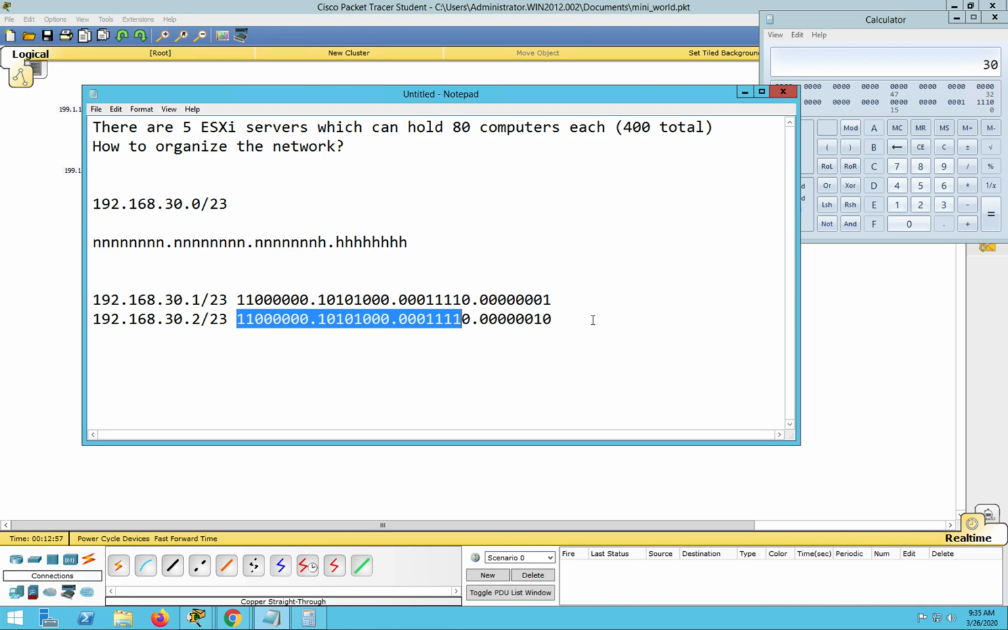In fact, it's going to be on the same network now for a fairly long time. Okay, 192.168.30.0/23. This is going to look like this in binary form. Notice that, again, we're going to be here for a while.